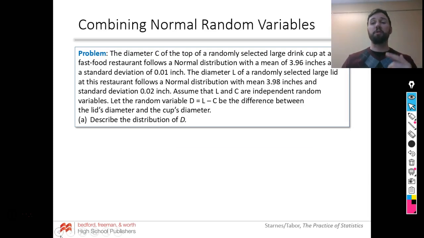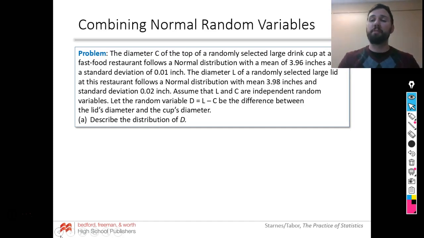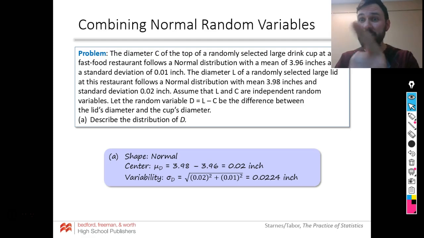So pause this, read it. You have cups with different means and standard deviations, correct? And they want to know what's the difference between the two cups. So let's describe the distribution. The one's normally distributed, the other one's normally distributed. Okay? So, guess what? The shape will be normal. To find the mean, we subtract the two means. You'll have no idea what I'm talking about if you did not read the question. Pause it and read it, people.